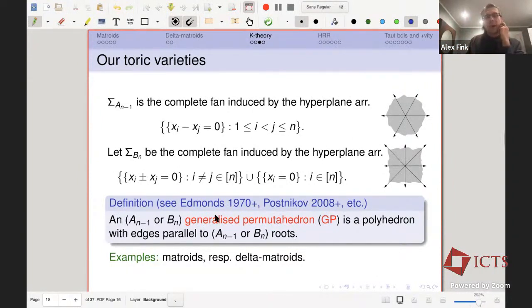These were introduced more or less by Edmonds in 1970. They've had lots of appearances in optimization. Postnikov in 2008 wrote a combinatorial masterwork on type A generalized permutahedra. These are just the polytopes that show up normal to these two fans, so that show up in the K-ring of these two toric varieties. Okay.